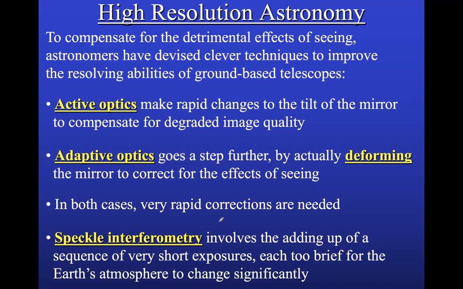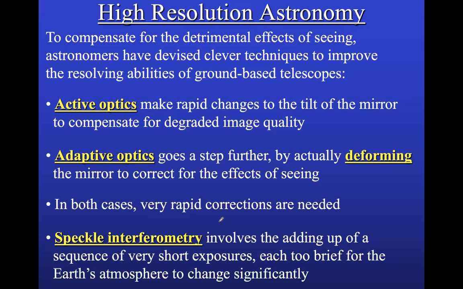And then there is another one called, sorry, I guess I told this a bit the wrong way. There are two things actually: active optics and adaptive optics. Active optics means you make rapid changes to the tilt of the mirror, so basically you try to tilt the mirror a little bit to compensate for the degraded image quality.